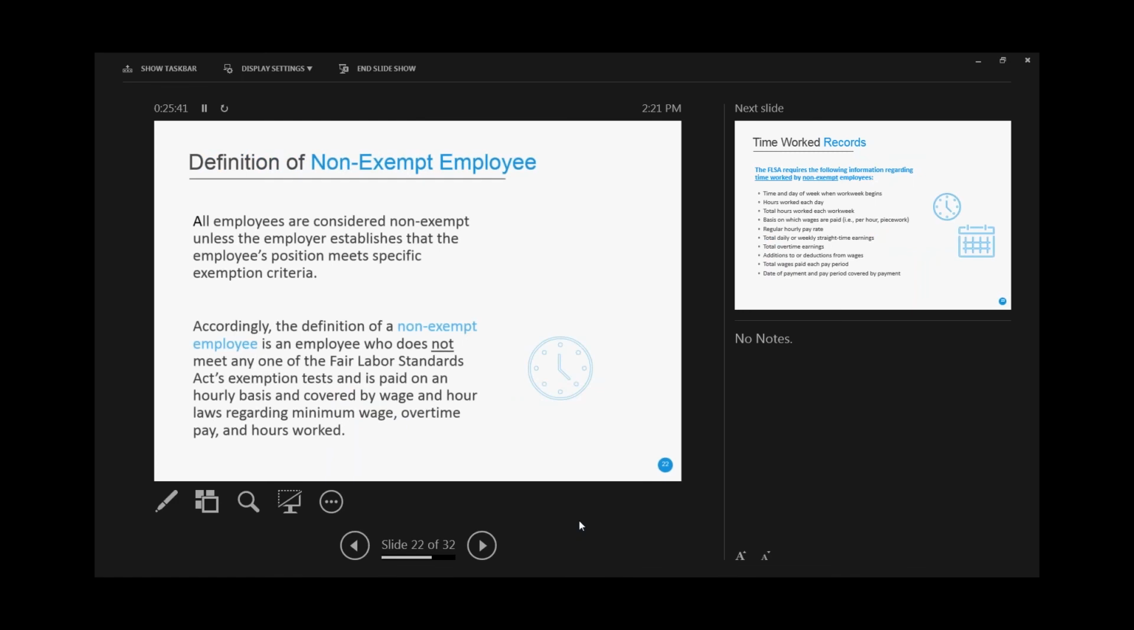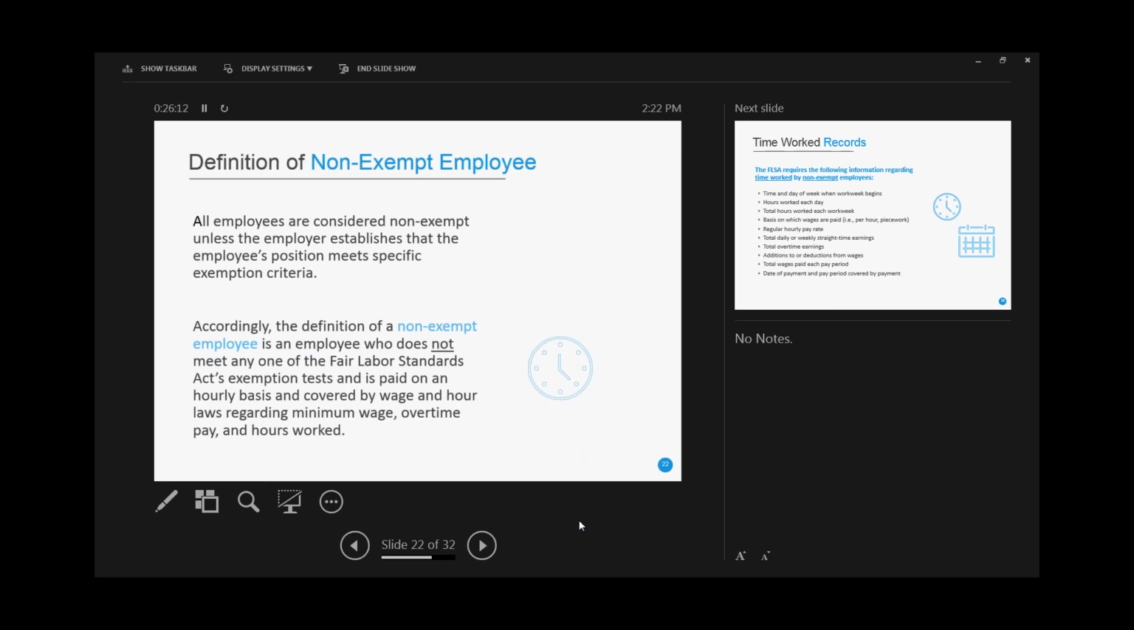So let's look at the definition of a non-exempt employee. All employees are considered to be non-exempt unless the employer can establish that the employee's position meets one of the 6 specific exemption criteria. Accordingly, the definition of a non-exempt employee is an employee who does not meet any one of the Fair Labor Standards Act's exemption tests and is paid on an hourly basis and covered by wage and hour laws regarding minimum wage, overtime pay, and hours worked.